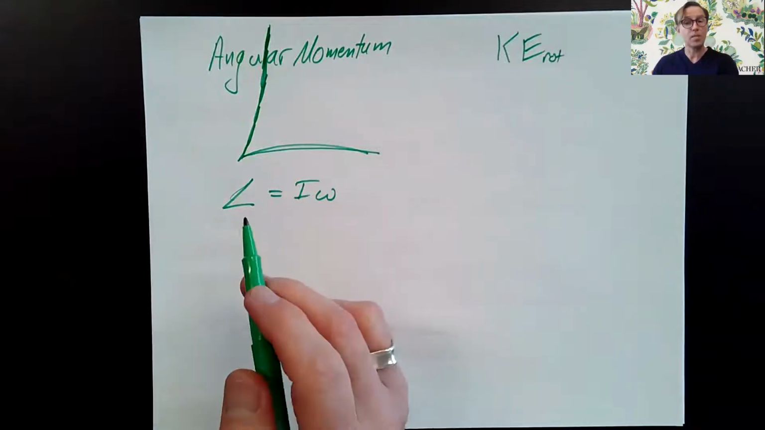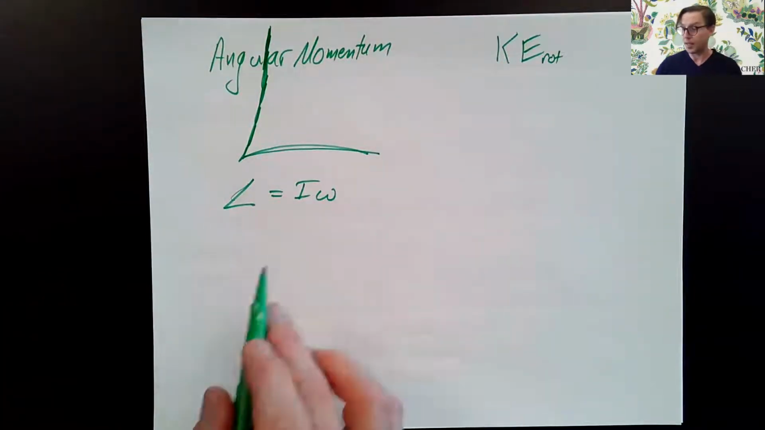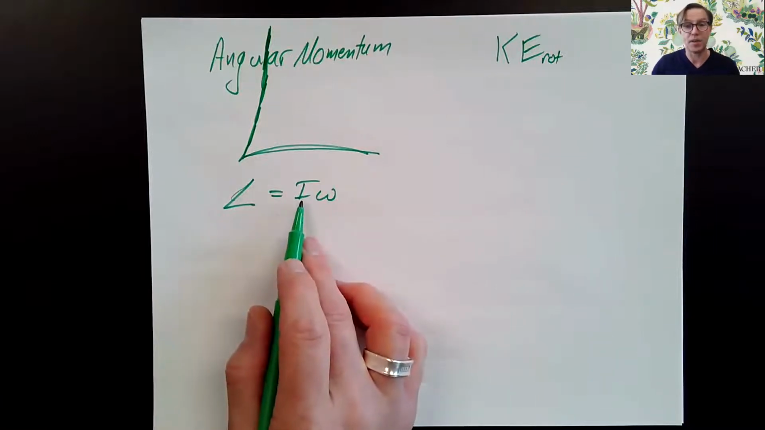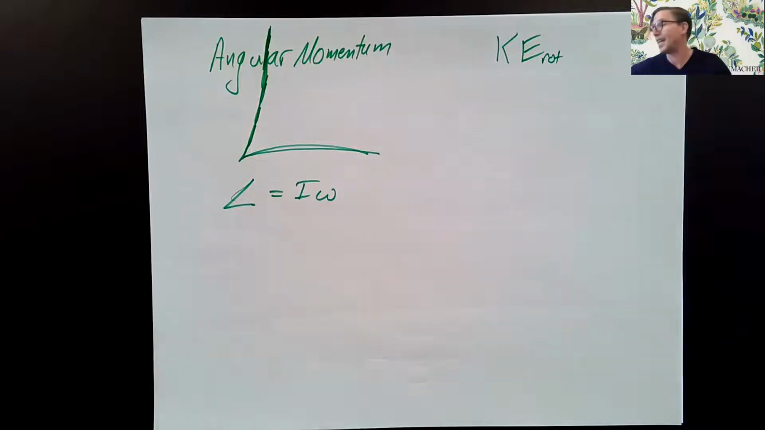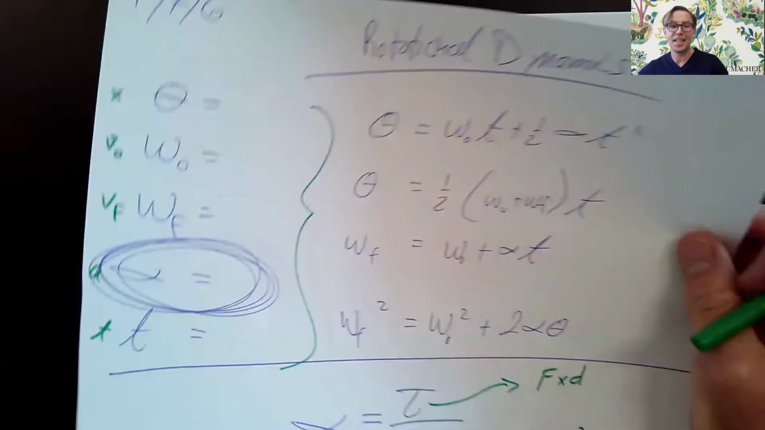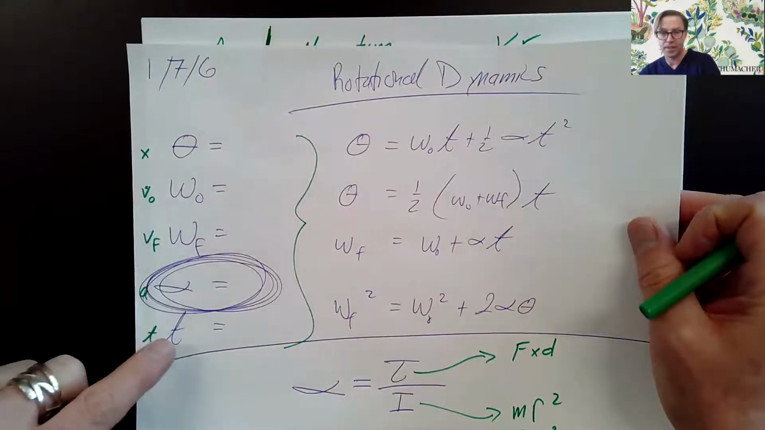Now, linear momentum, p, was m v, mass times velocity. Mass is like moment of inertia. Velocity is like angular velocity. We're still translating letter for letter. x becomes theta, v becomes omega, a becomes alpha, t stays t.